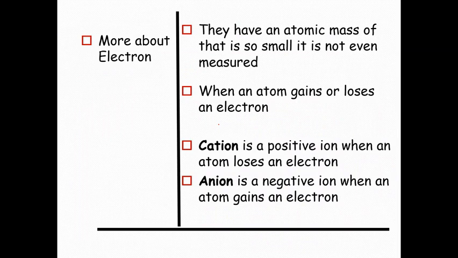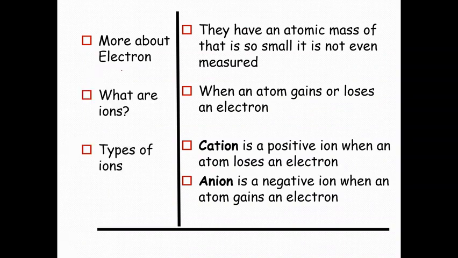And more about electrons. Electrons, basically, they don't have any mass. It's so small, it's hard to quantify. So when an atom gains or loses an electron, it's called an ion. Okay.